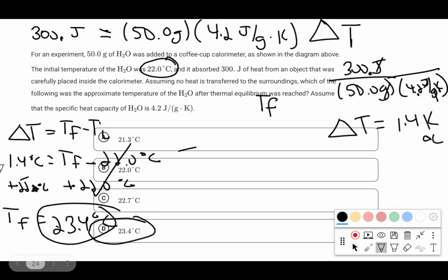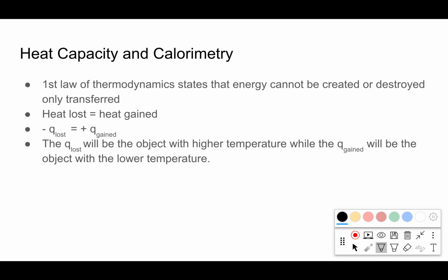You do need to understand that the change in temperature has its own equation. Your delta T is going to equal your T final minus your T initial. And you can do this also if instead we were not talking about water, if we were talking about the metal, we could also do this same process. So, with this chapter, we're getting into thermodynamics, and the first law of thermodynamics states that energy cannot be created or destroyed, it is only transferred.